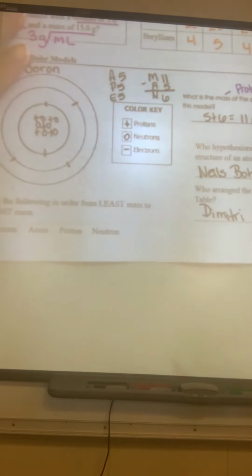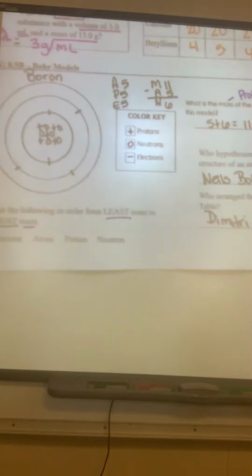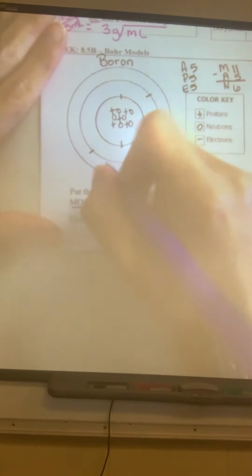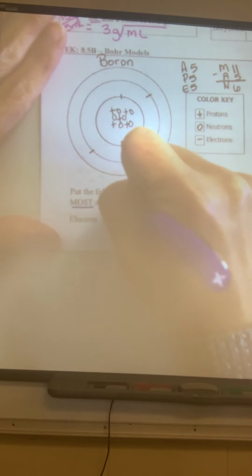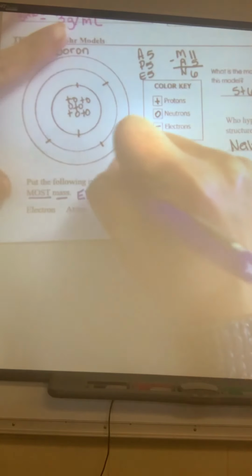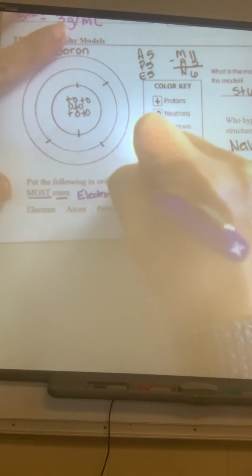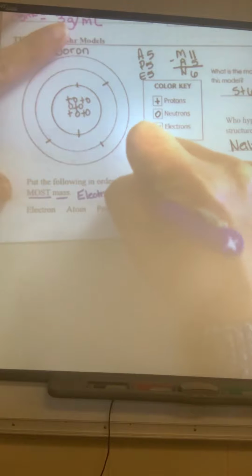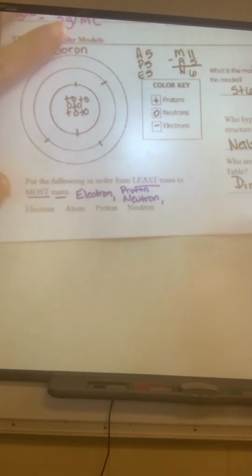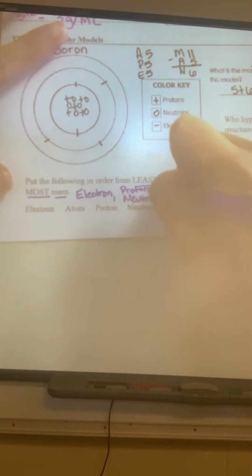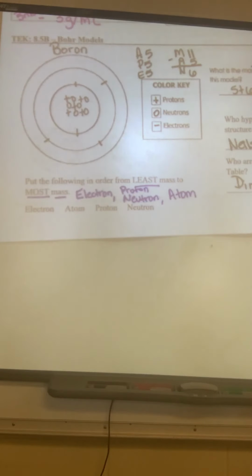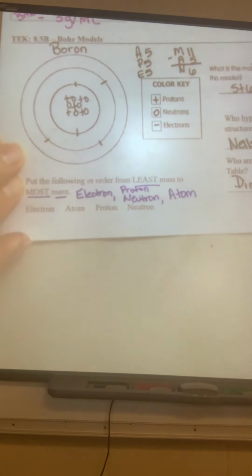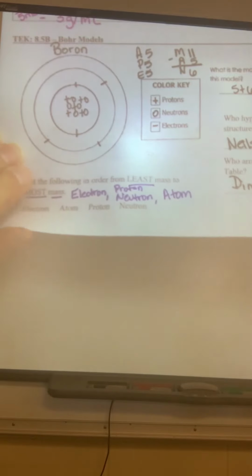Alright, now I've got to do these from least to most in mass. Which one's going to be my smallest one? Electron, because we know it's the size of what? A grain of sand. Then the next two are the same: protons and neutrons. I'm just going to write them right there together. They're the same. And then my largest mass would be all of it together, the atom. So we're caught up to that.